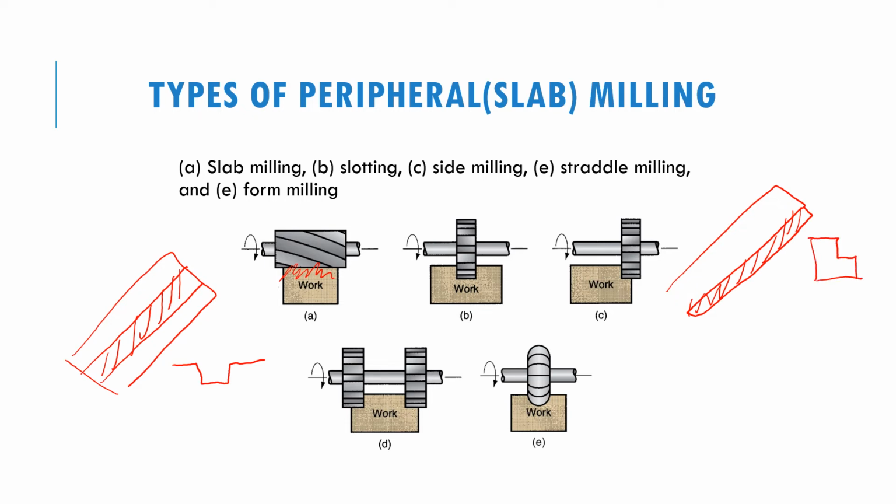Then we also have straddle milling, meaning that they cut two edges on the side. If we cut, it becomes like this, the final work material. And another one is form milling. Form milling is when you want to create a certain shape on the workpiece.